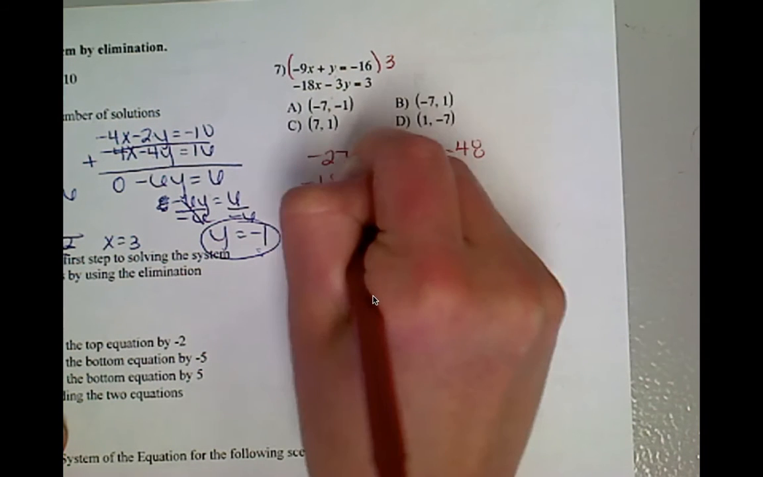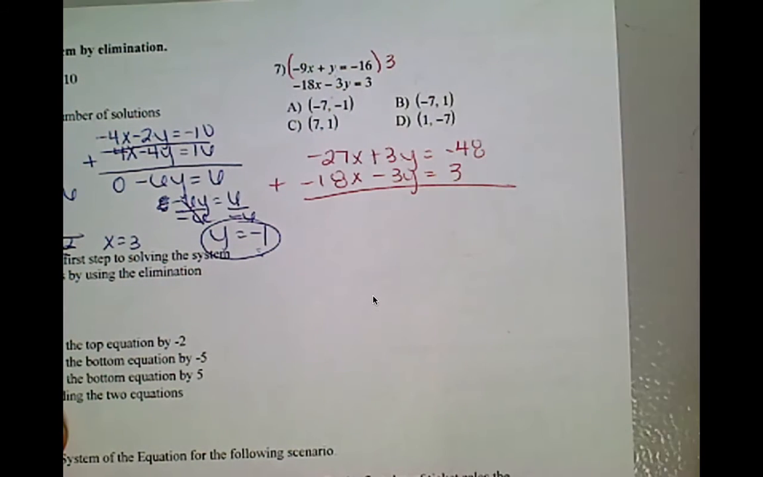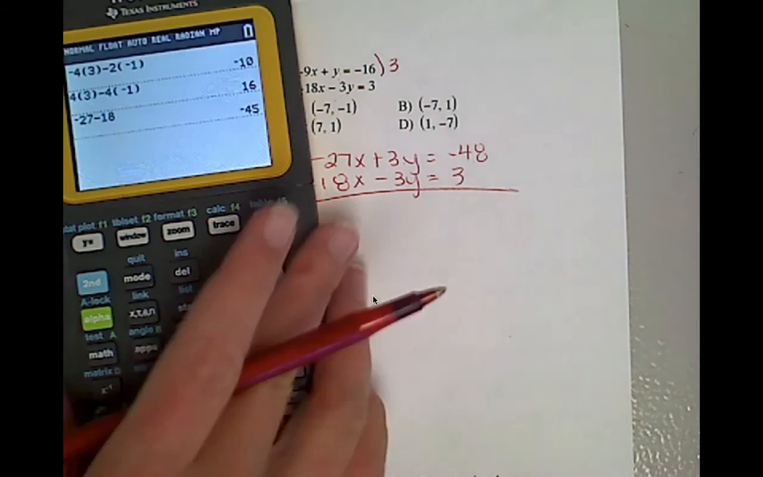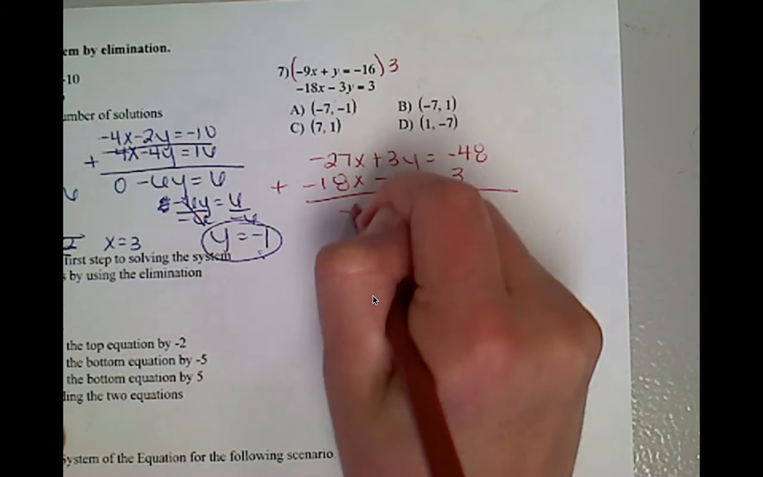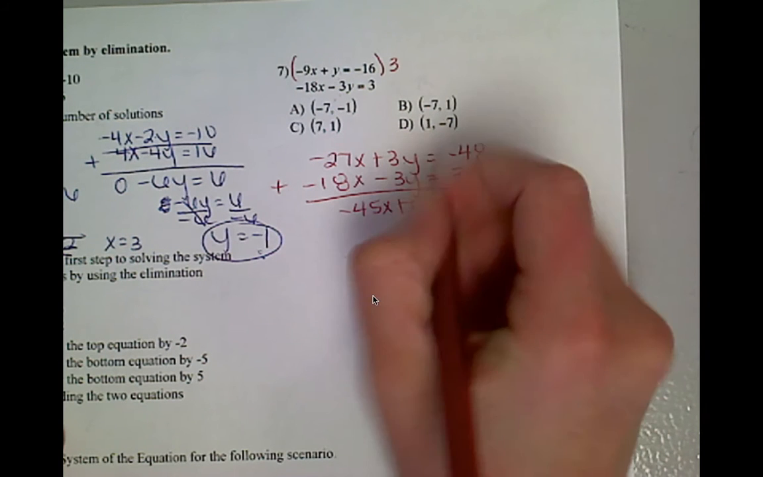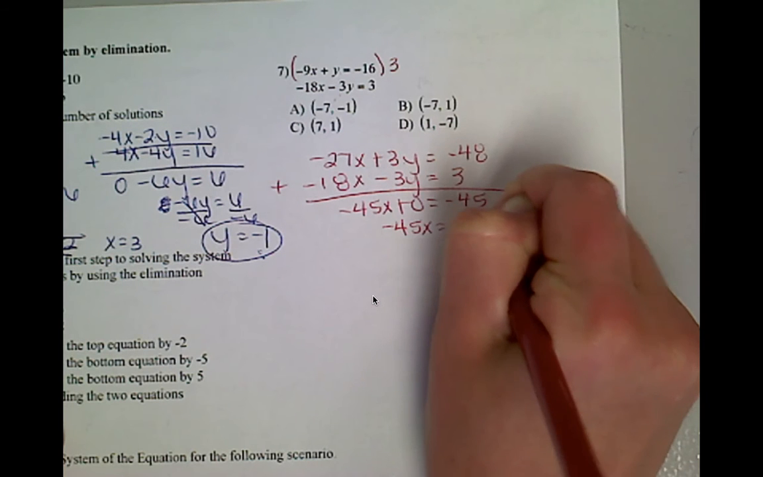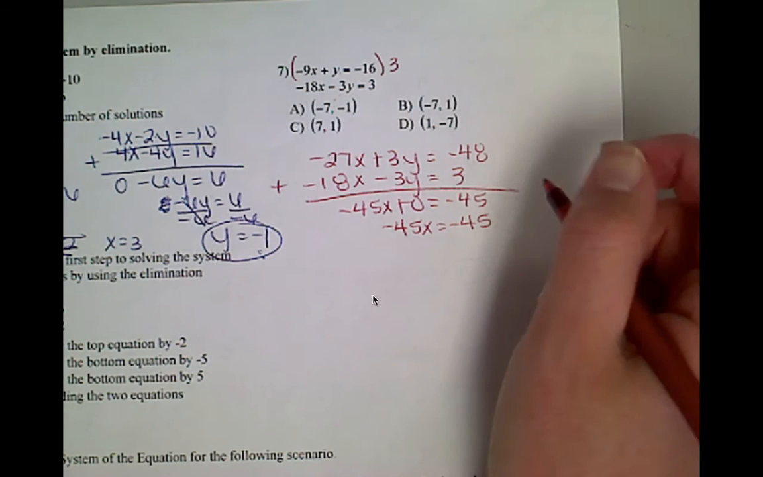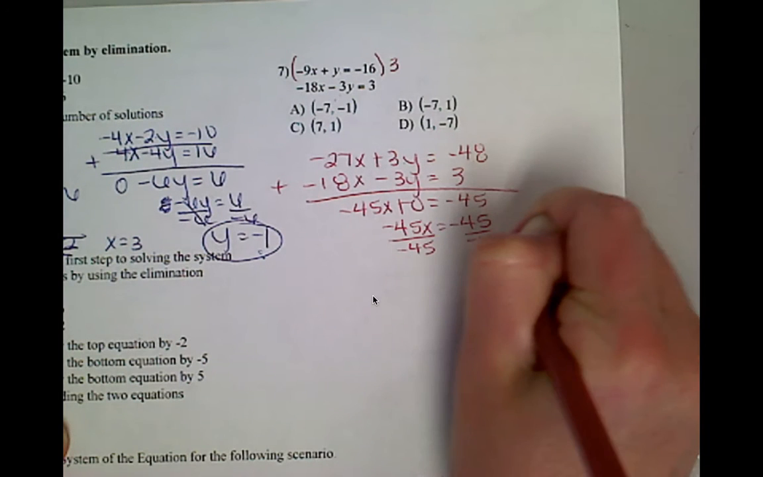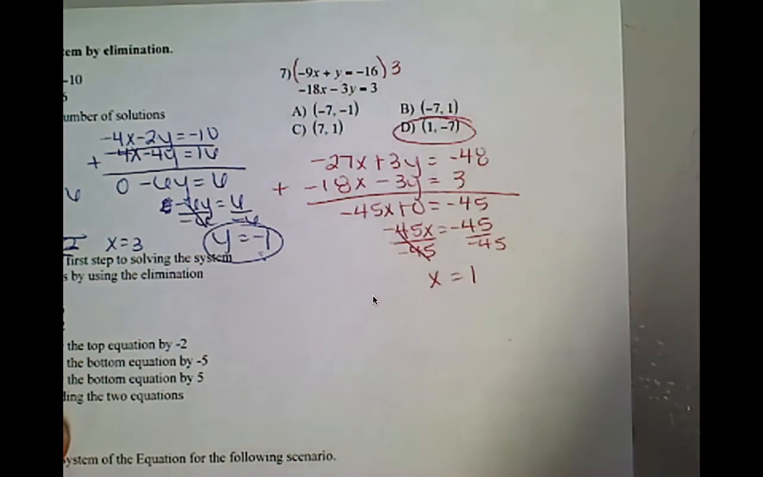I'm going to rewrite the bottom part and add them together. So negative 27 minus 18, or plus the negative 18, is negative 45x plus 0 equals negative 45. I don't need the plus 0 because that's the same thing as just the plain negative 45x. So now I can divide both sides by negative 45 and x equals a positive 1. Okay, the only answer that has a positive 1 is D.